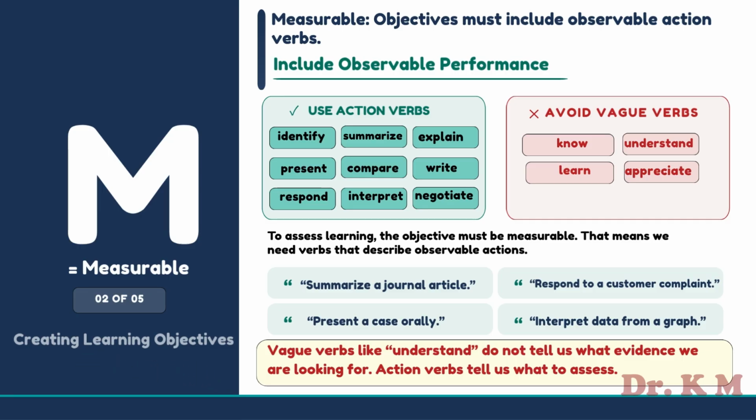For example, summarize a journal article, respond to a customer complaint, present a case orally, interpret data from a graph. Vague verbs like understand or learn do not tell us what evidence we are looking for. How do we measure understanding unless it is expressed through a specific task? This is why action verbs are so important.